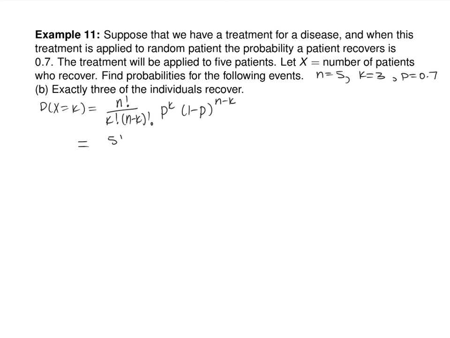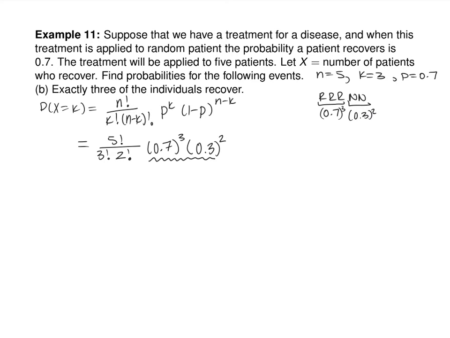So we have 5 factorial over 3 factorial. 5 minus 3 would give us 2 factorial. P to the k, 0.7 to the third. 1 minus p would be 0.3, and that's to the second. And let's first just review what this is. The chances that 3 people recover: if you had somebody recover, recover, recover, not, each recovery has probability 0.7. That's where the 0.7 to the third comes in. The not, well, that's a 30% chance someone doesn't recover. So 0.3 squared. That's where that number is coming from.